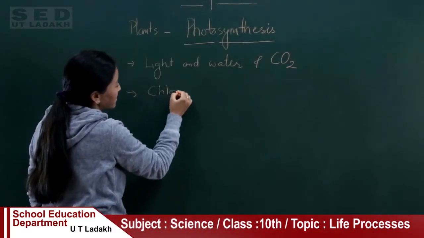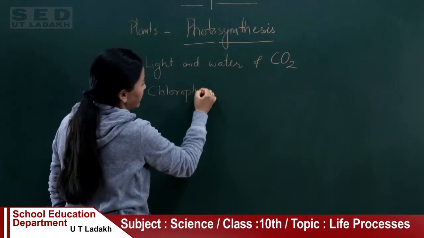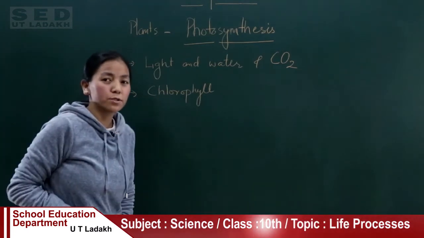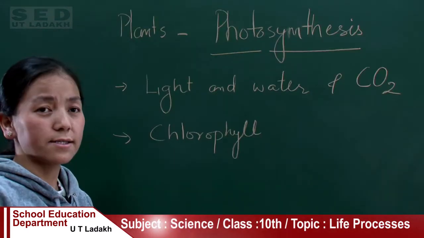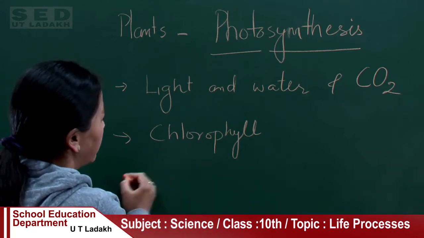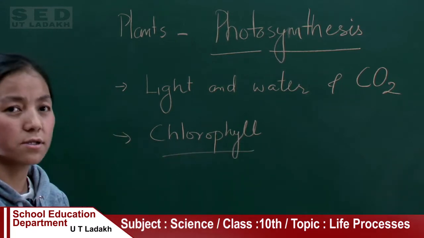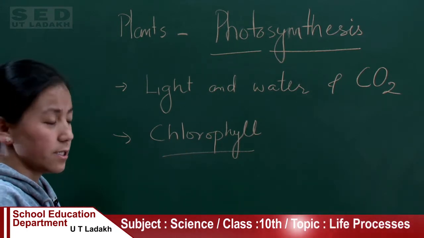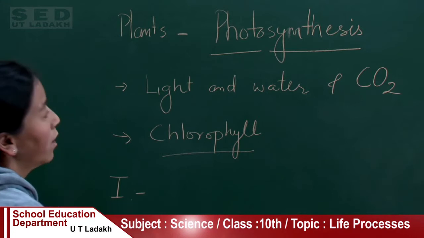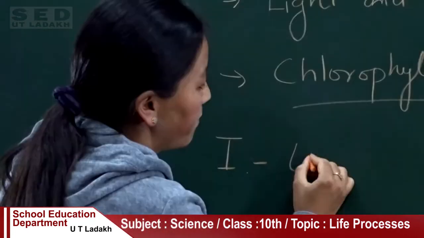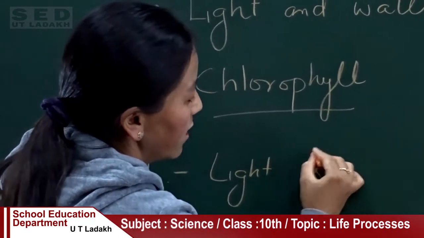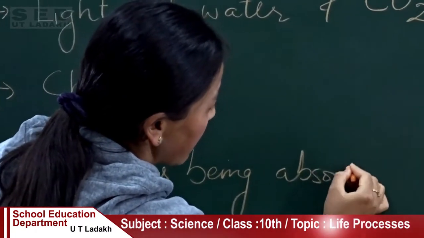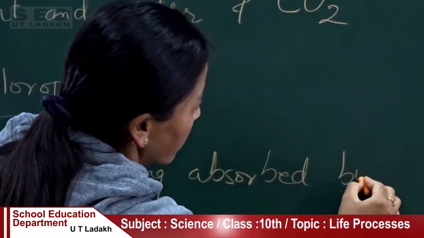Plants have a very important pigment in the leaves, which is known as chlorophyll. Chlorophyll is a very important pigment which is required for the synthesis of food. And without this, photosynthesis won't be possible. So there are 3 steps which occur in photosynthesis. First step is when light is being absorbed. In the first step, light is being absorbed by the chlorophyll.